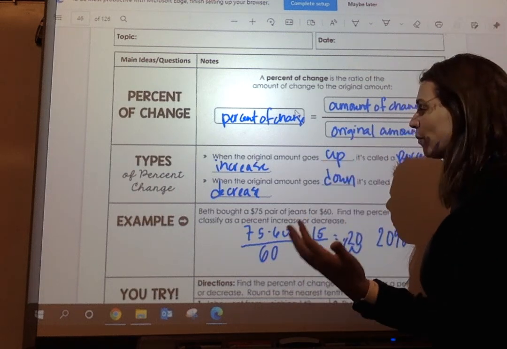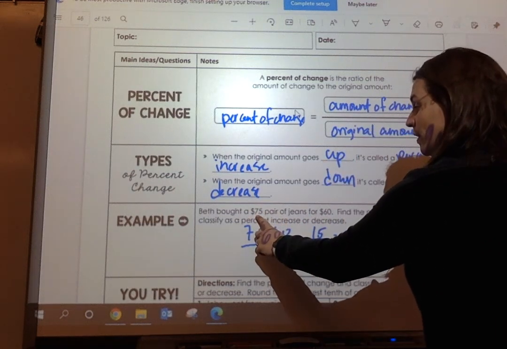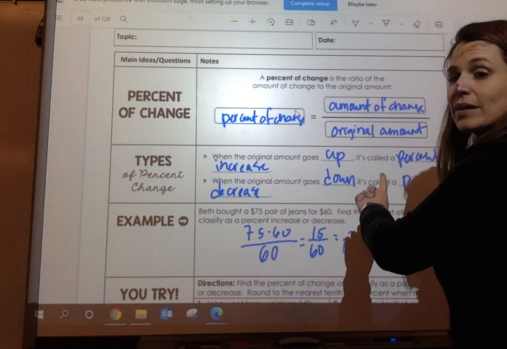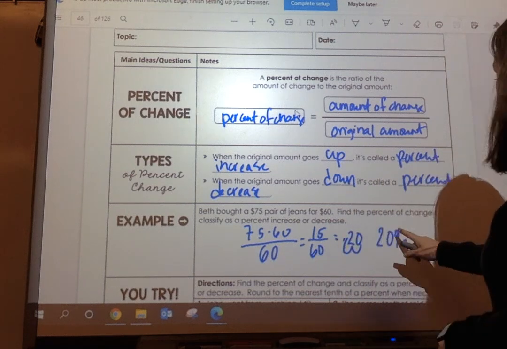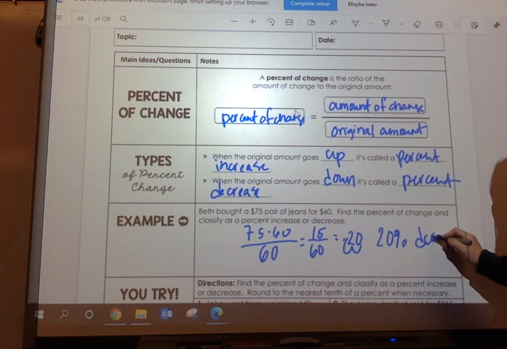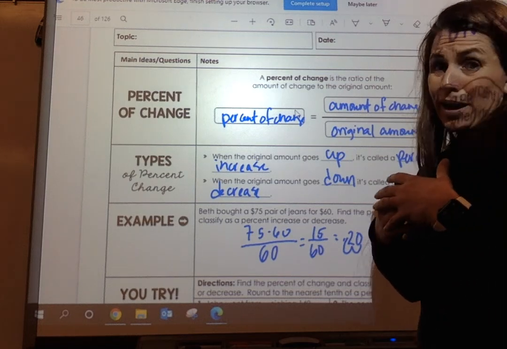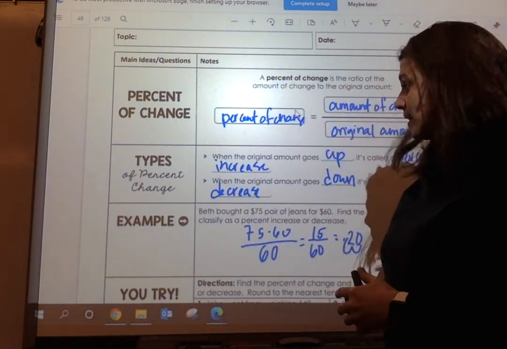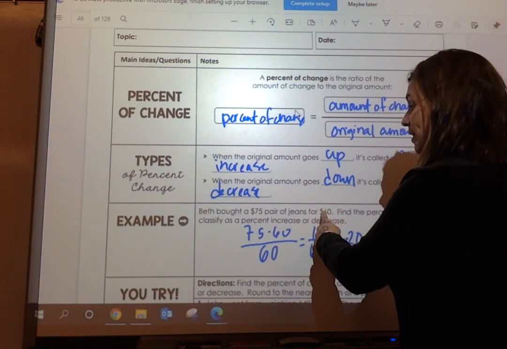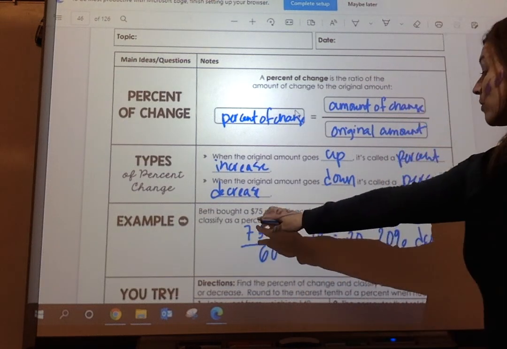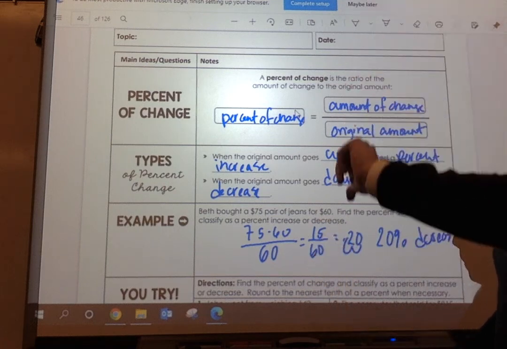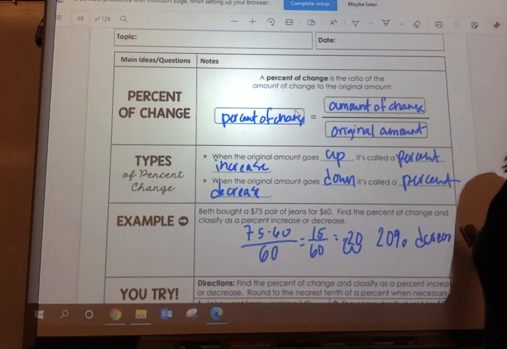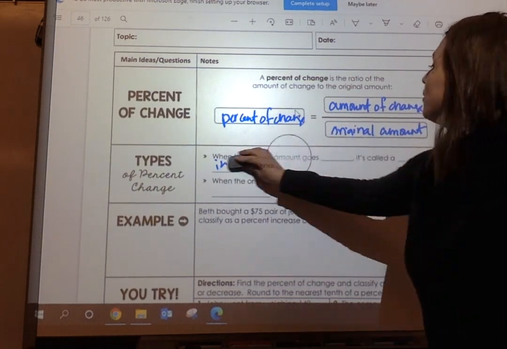So look at what happens. It was $75, and now it's $60. So that is a 20% decrease. So for increase or decrease, you just look at what was the original, what is it now? If it goes up, it's an increase. If it goes down, it's a decrease. Well, they were 75, now they're 60. So they went down 20%. Let's do a couple of others together.